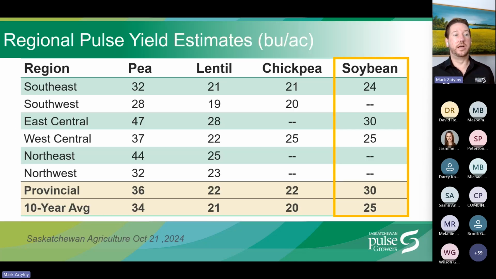Here, we're looking at the regional variability of the different yields across the province. On average, the ten-year average is 25 bushels per acre. This past year, we had a nice 30 bushels per acre. It's all dependent on the year. You can see it's pretty stable across the areas that it is grown.